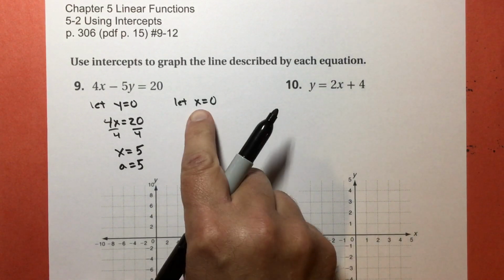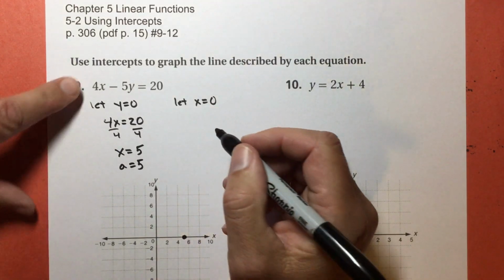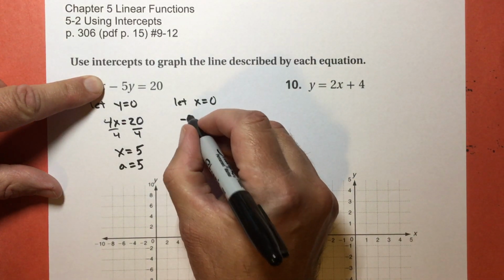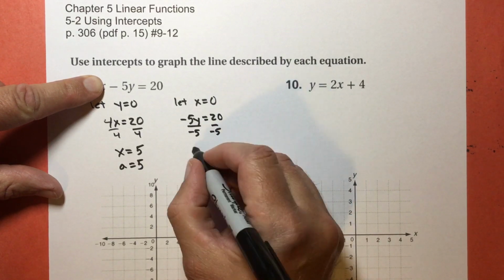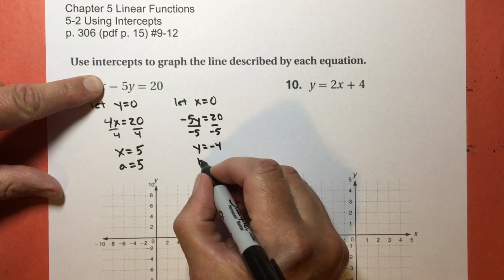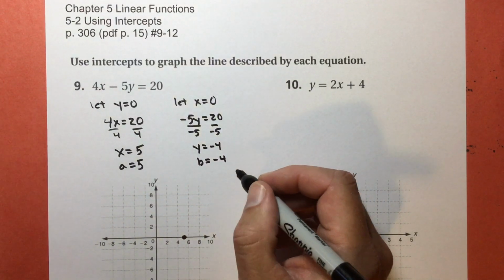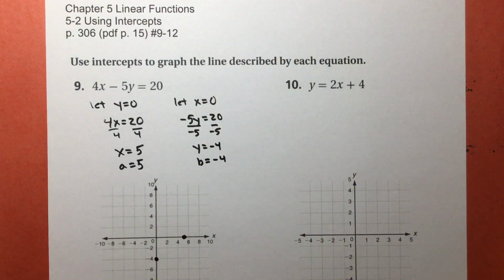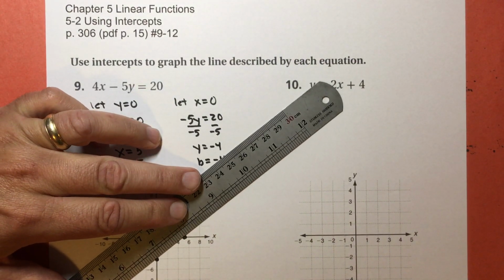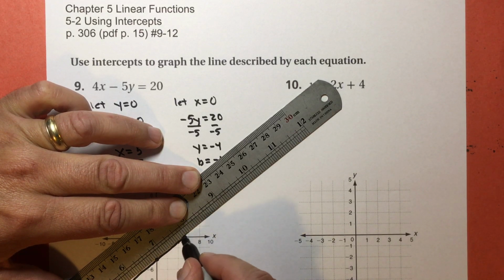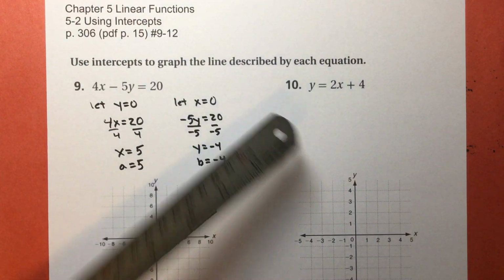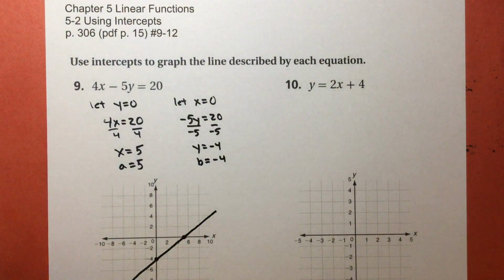To find the y-intercept, I let x equal 0, so this is going to go away, and I get negative 5y equals 20. Divide by negative 5, and I get y equals negative 4. So my y-intercept is negative 4, which is right here. And you're going to draw the line. Like I mentioned in one of the previous videos, I don't need you to be perfect. Just draw a nice little sketch on your paper. If you've got graph paper, super duper, but it's not necessary.